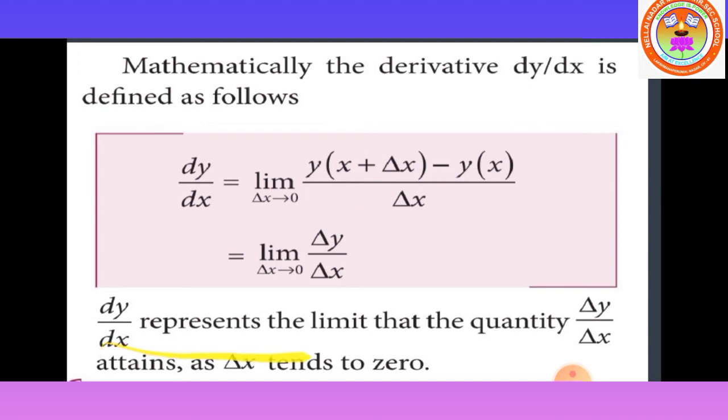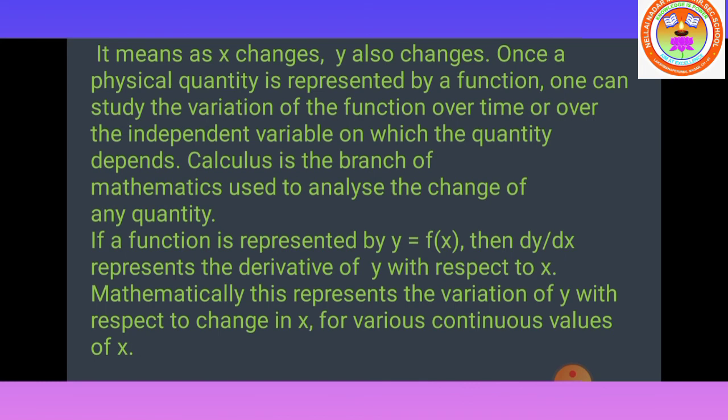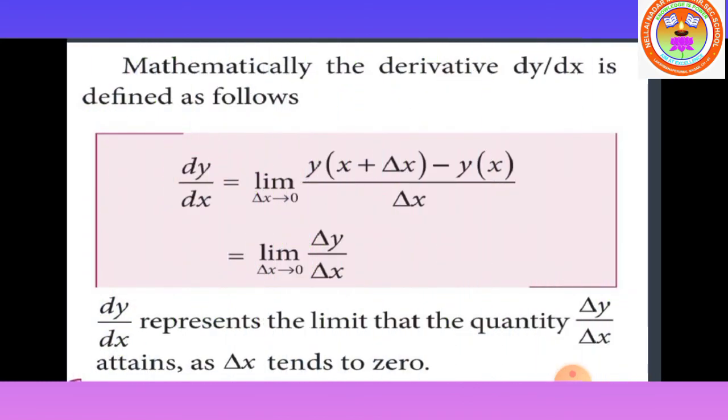So dy divided by dx represents the limit of the quantity del y divided by del x as del x tends to 0.